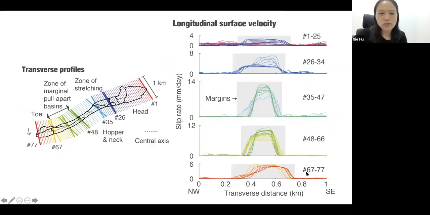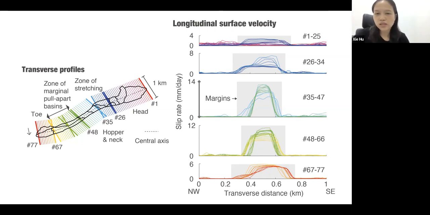This is the time series displacement of Guerrero with 3 extensometers installed at the lateral shear surface. And then we extract the longitudinal velocity from a total of 77 transverse profiles from head to the toe. We pick the longitudinal slip rate as the y-axis, and we use the transverse distance of 1 kilometer as the x-axis. And we note the narrowest neck of the landslide has the largest rate, up to 14 millimeters per day.